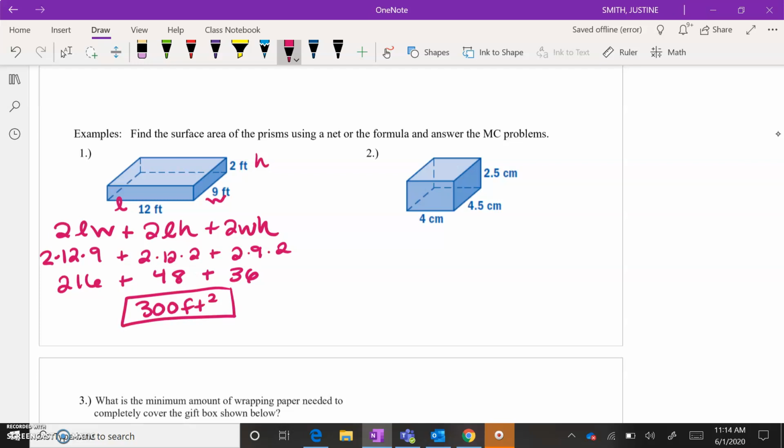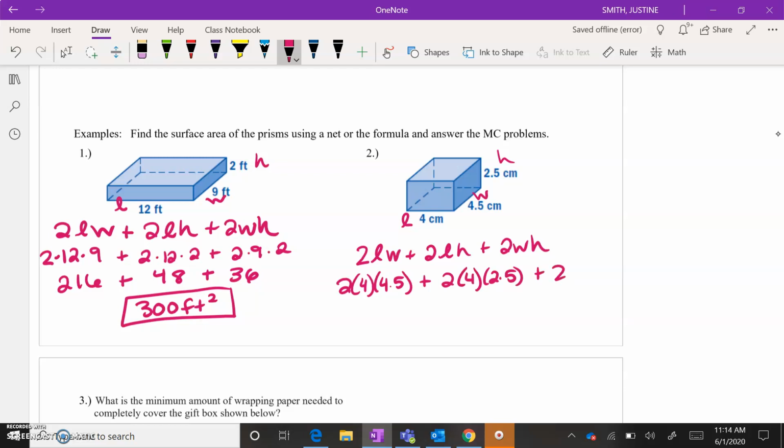Okay, so same thing here for number 2. Okay, I'm going to label my length, my width, and my height. And I'm going to write down my formula. And I'm just going to go through and plug it all in. So 2 times 4 times 4.5 plus 2 times 4 times 2.5 plus 2 times 4.5 times 2.5.